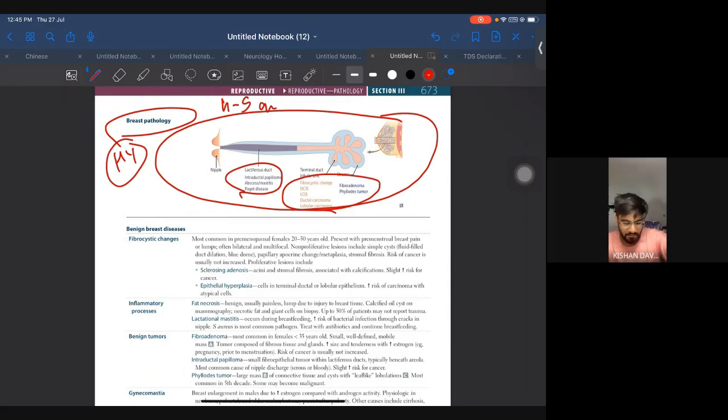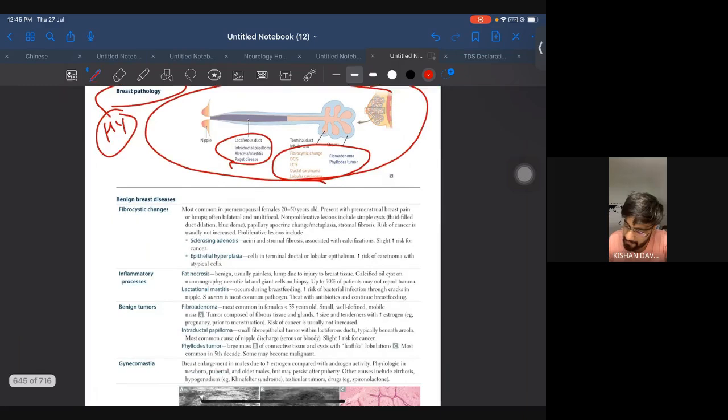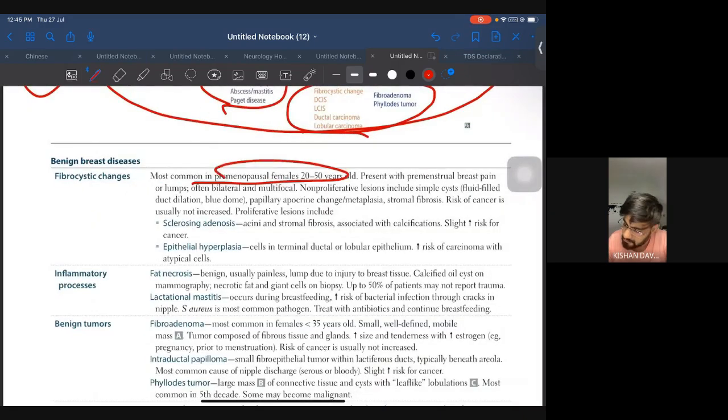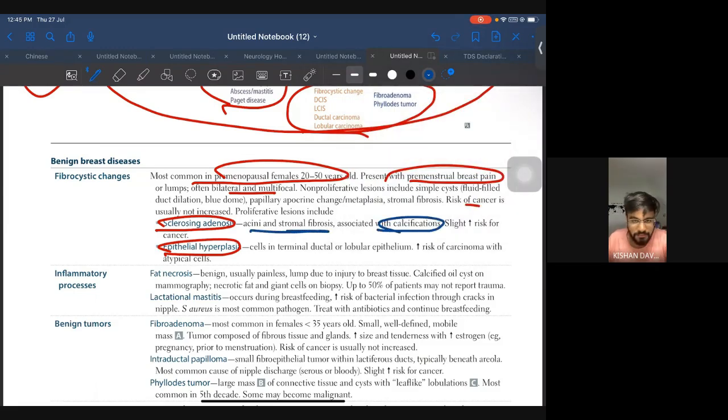Let's do it quickly. Fibrocystic changes are most common in premenopausal females. Present with premenstrual breast pain. Premenstrual breast pain. Often bilateral, multifocal, non-proliferative, simple cyst not necessary. Papillary apocrine not necessary. Risk of cancer not necessary. So let's just see sclerosing adenosis and epithelial hyperplasia. What is important here? Hyperplasia of lobules and stromal fibrosis associated with calcification. Okay. Slight increased risk of cancer. Whereas epithelial hyperplasia, cells in terminal duct or lobular epithelium. Not necessary. Okay. It is not high yield. There is one question in UWorld.